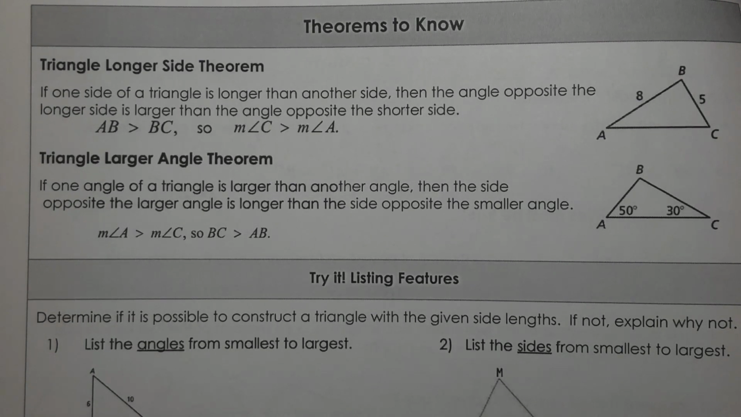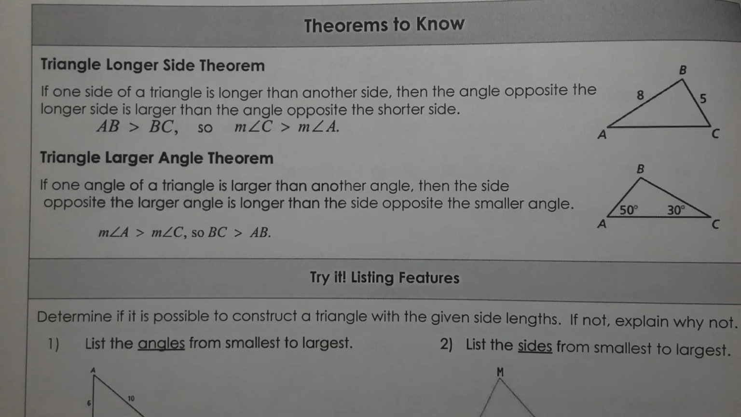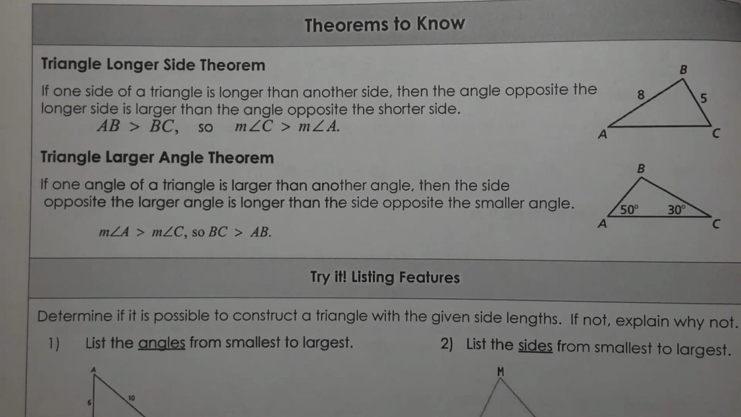Alright, so the triangle longer side theorem says, if one side of a triangle is longer than another side, then the angle opposite the longer side is larger than the angle opposite the shorter side. Okay, a lot of words to say. If this side's bigger than this one, that angle better be bigger than the one opposite that one. Bigger side means bigger angle, which makes sense. The wider the angle is, the bigger of the side it's creating.